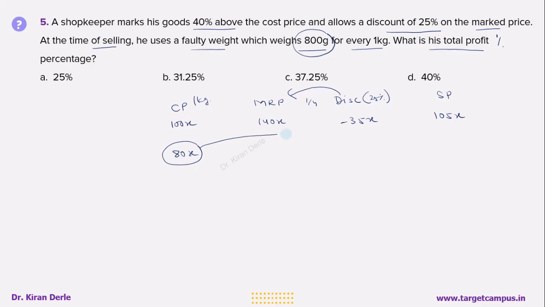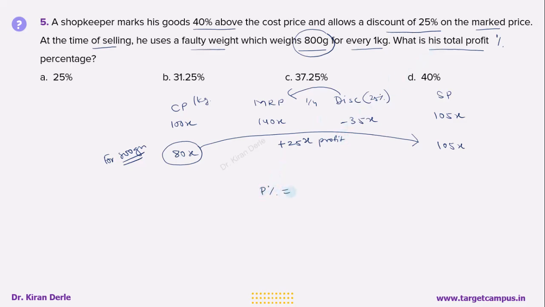He's showing his customer that he is giving 1 kg of whatever article he is selling. So he is actually getting 105x per kg from the customer, but his actual cost price is only 80x for 800 grams. He is getting 105x from the customer by showing him that he is giving 1 kg. So he is earning 25x of profit. Now what is our question? What is his profit percentage?